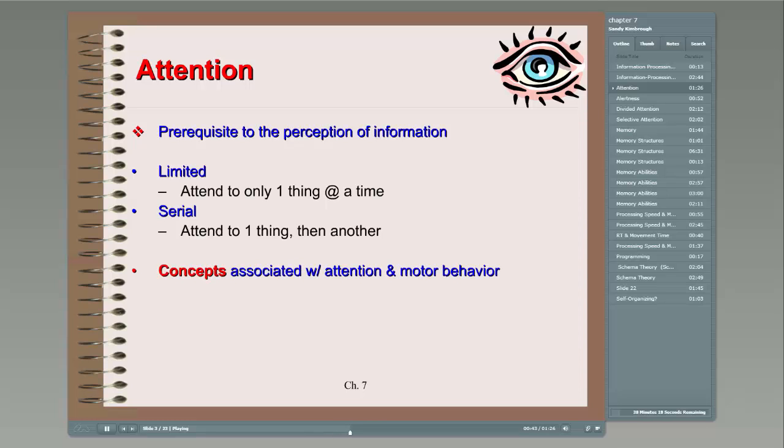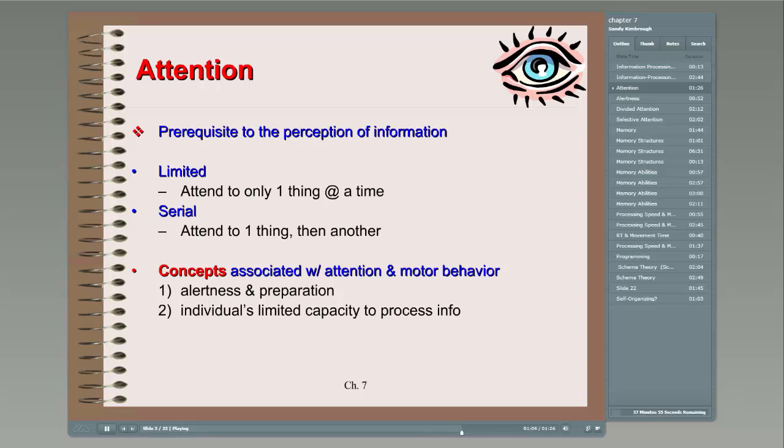Some concepts associated with attention and motor behavior. One is that alertness and preparation are helpful. If you're getting ready to run a sprint, the thing you need to be attending to is the go signal. So if your body is alert and prepared and ready for action, you're going to attend to or receive that information more quickly. Secondly, we have a limited capacity to process information.